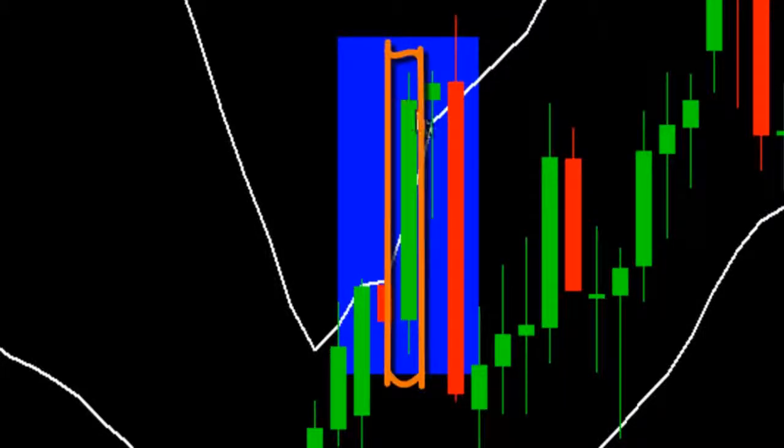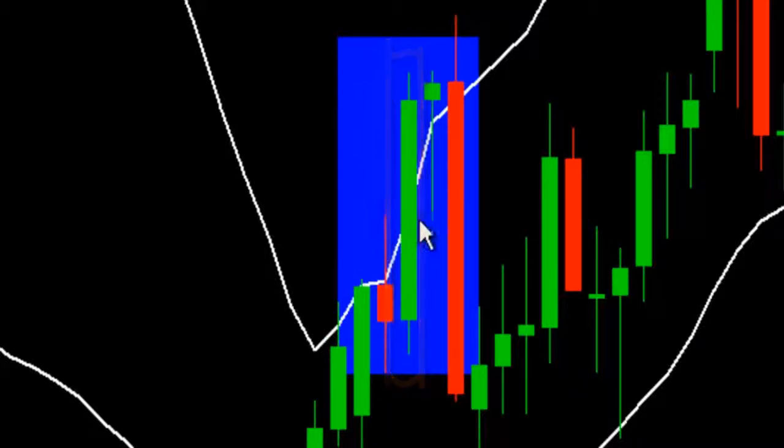Please note here, if you look closely, the closing price of these candles has not closed above the upper band. Only their wicks have gone above the band, but the actual candles have closed below the upper band. So this occurring is critical, as part of the first criteria of the trade has been met.